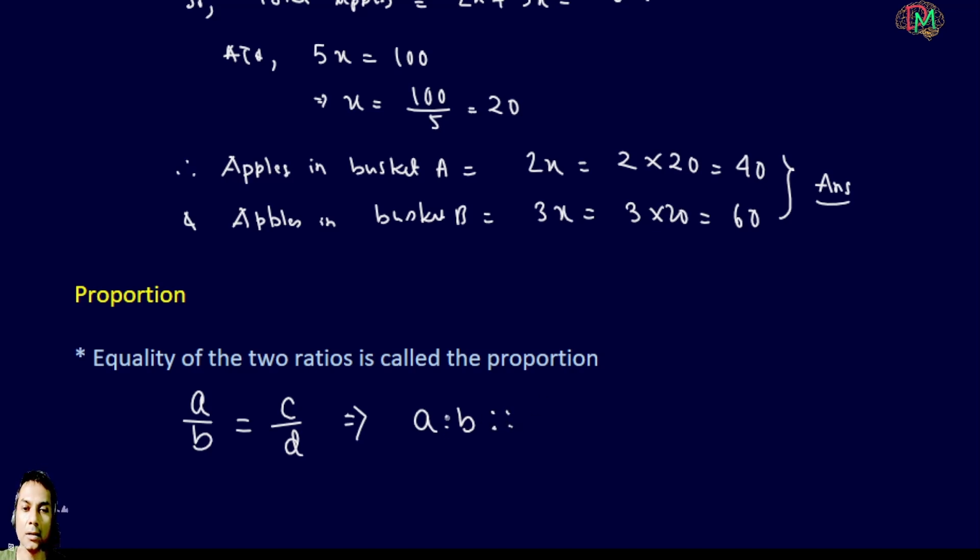C is to D, and here the A and D terms are the extremes, and the B and C terms are the means.